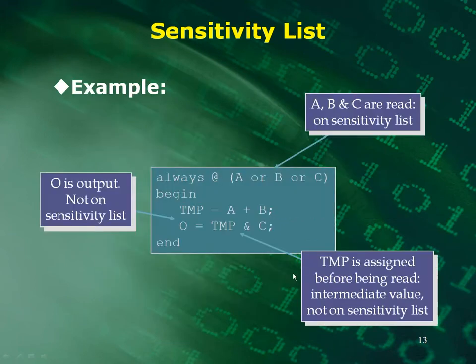Okay, let's go to the next thing here. Here's another example. Here we have another always, and our sensitivity list has A or B or C. So here we have A, B, and C. Now output doesn't have to be on the sensitivity list. This O doesn't have to be on the sensitivity list since it's an output. And temp, because temp is assigned before we actually read it right here, it's an intermediate value, so it doesn't have to be on the sensitivity list either in this case.